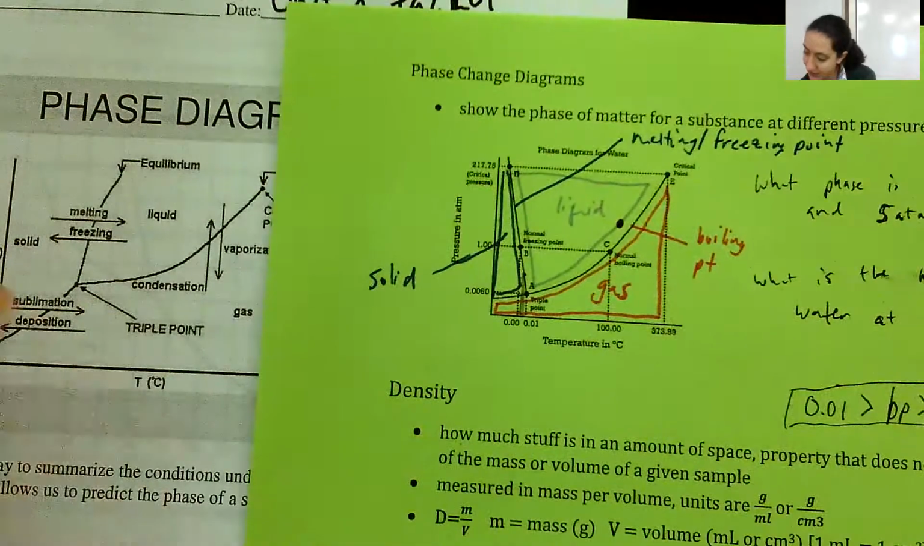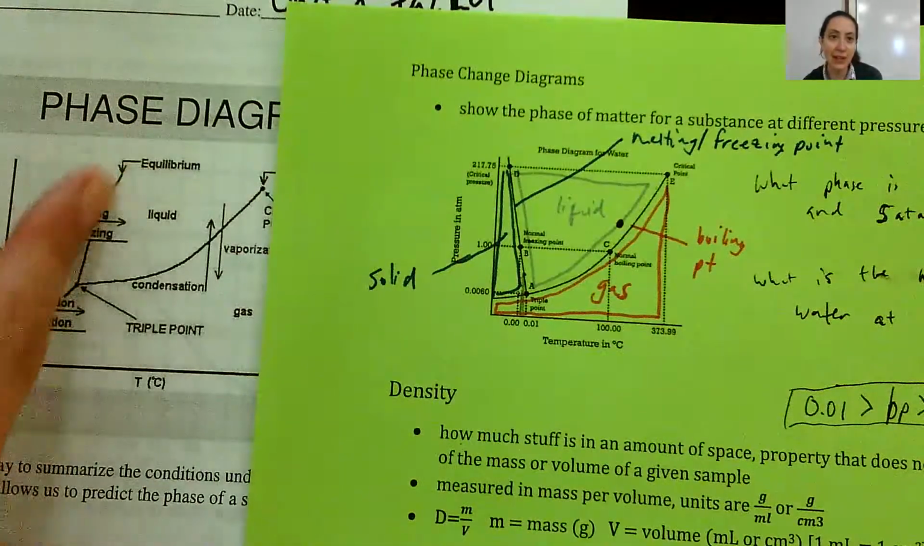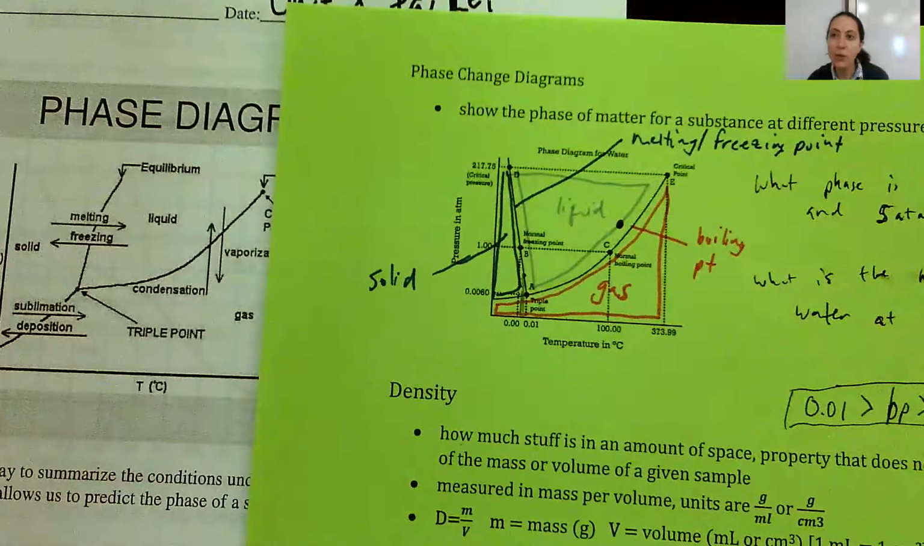The biggest feature is that this melting freezing line has the opposite slope. Normally, most liquids, when you exert pressure on them, become a solid. But water is interesting: when you exert pressure on solid water, it becomes a liquid, which is kind of unusual, but it's a cool property of water.